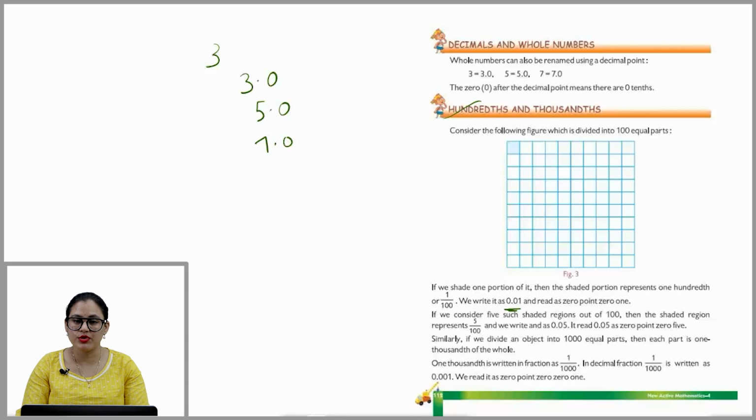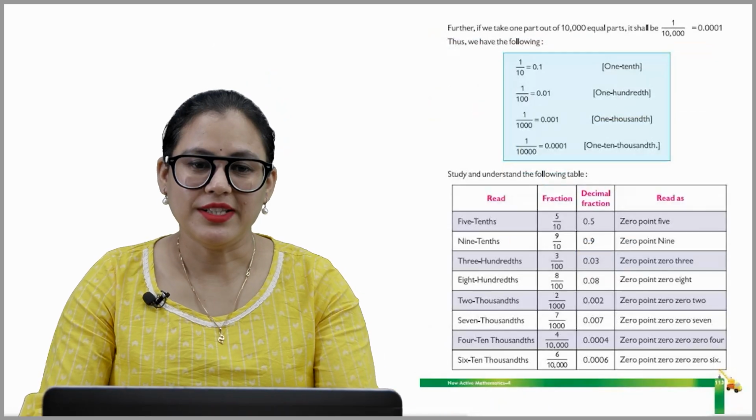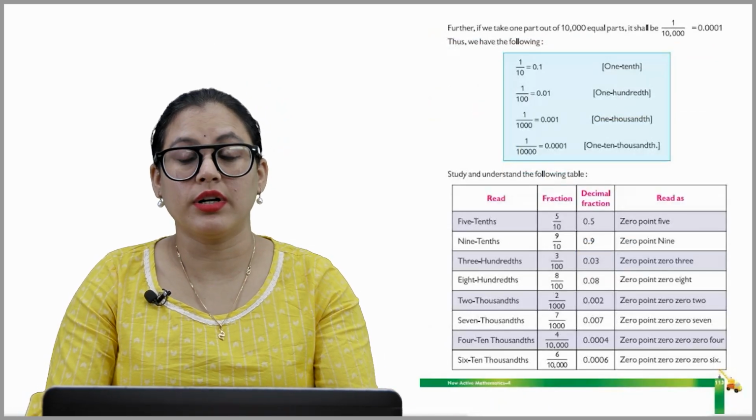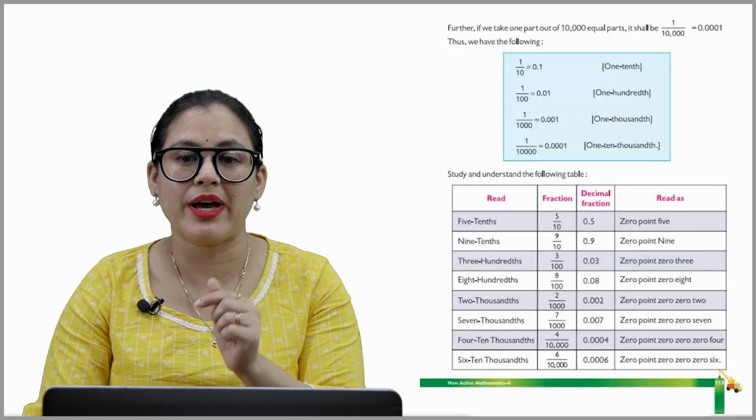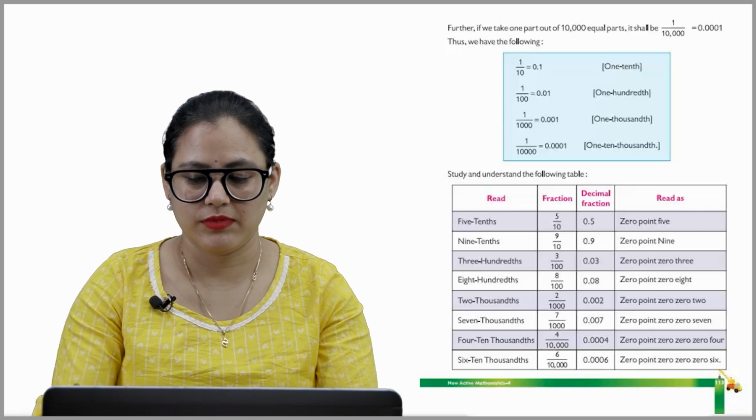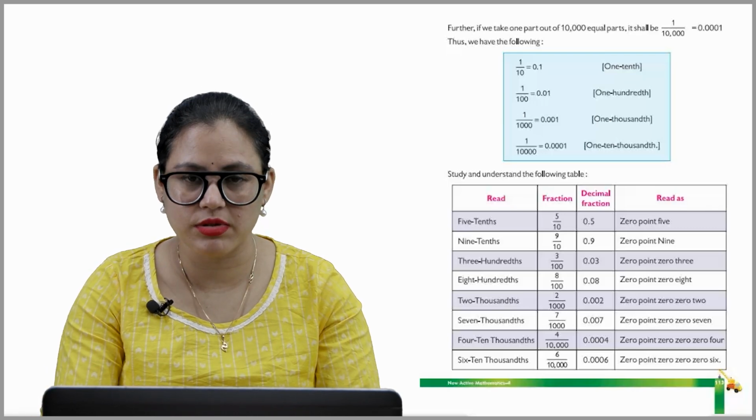Similarly, if we divide an object into 1000 equal parts, then each part is 1/1000 of the whole. 1/1000 is written in fraction as 1 by 1000. In decimal fraction, 1 by 1000 is written as 0.001, okay. Further, if we take one part out of 10,000 equal parts, it shall be 1 by 10,000, which is equal to 0.0001.